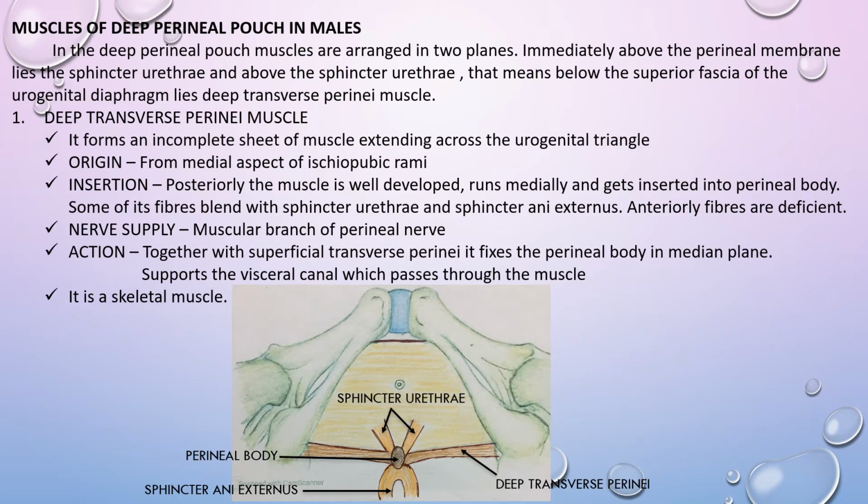Nerve supply is by means of the muscular branch of the perineal nerve. Action of this muscle: together with the superficial transverse perineal muscle, it fixes the perineal body in the median plane. This muscle supports the viscera which pass through the muscle. It is a skeletal muscle.